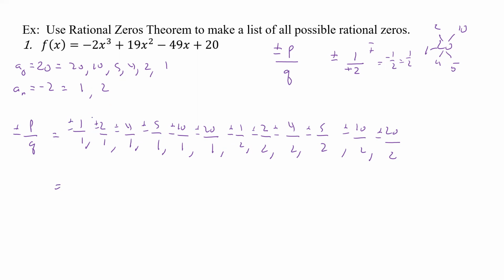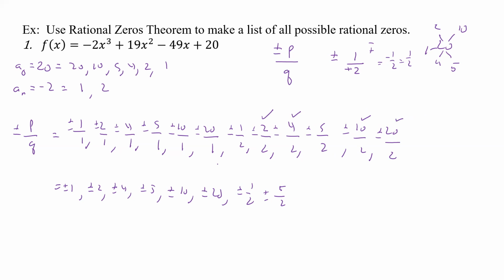Now let's simplify. That's just plus or minus 1, plus or minus 2, plus or minus 4, plus or minus 5, plus or minus 10, plus or minus 20. And then we have plus or minus 1/2. Well, 2 divided by 2 is 1. We've already got it, so we're good there. 4 divided by 2 is 2. Well, we've got it, so we're good there. And then plus or minus 5 over 2. Well, 10 over 2 is 5. We've got 5 already, so we're good there. And 20 over 2 is 10. Well, we've got 10 already, so we're good there.